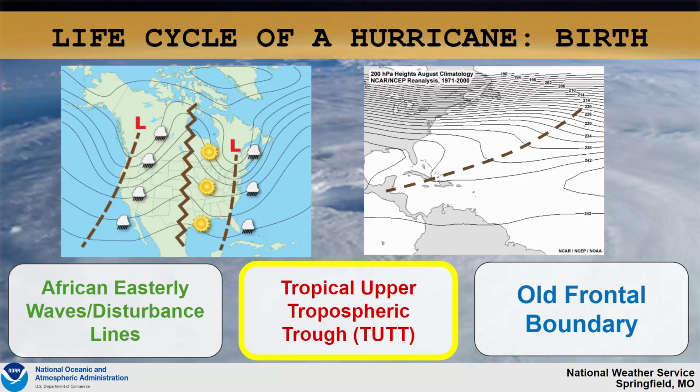The disturbance and lift associated with these troughs can force thunderstorms. And again, if these storms move into an area with the three ingredients we talked about before, warm ocean, moist air, and weak wind shear, they could develop into a hurricane.